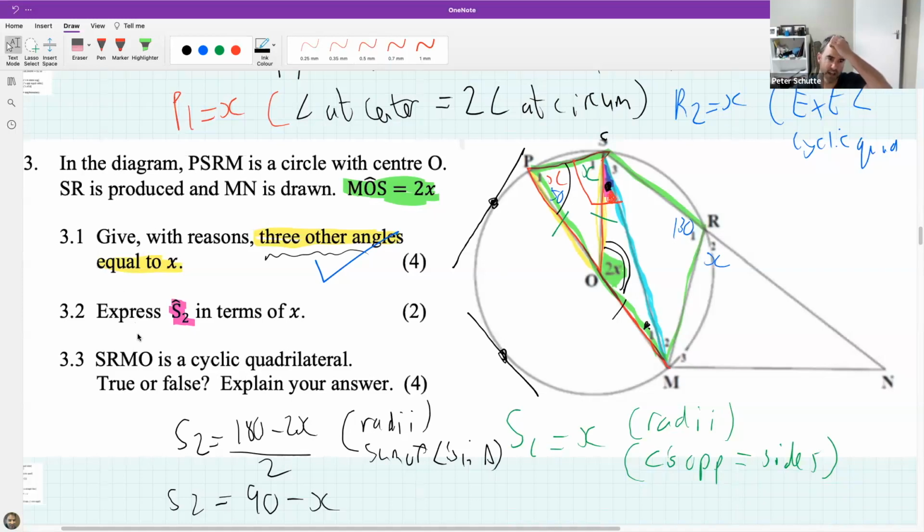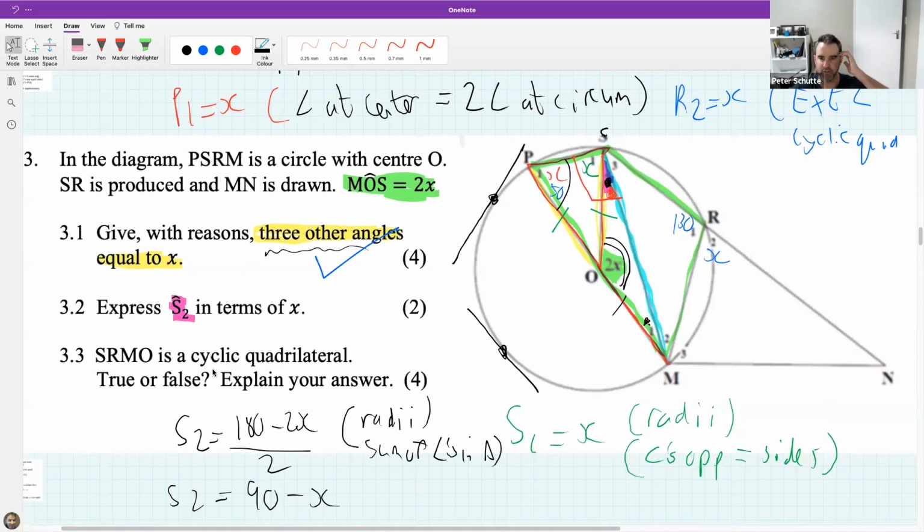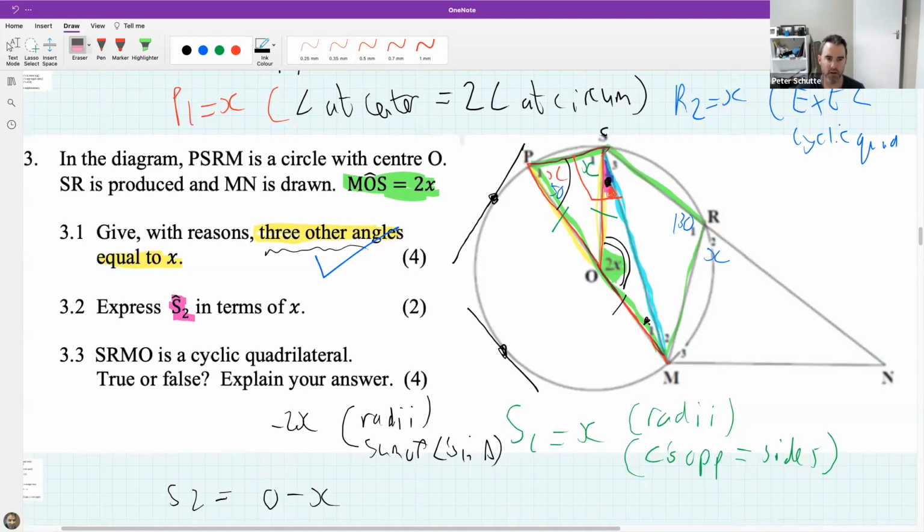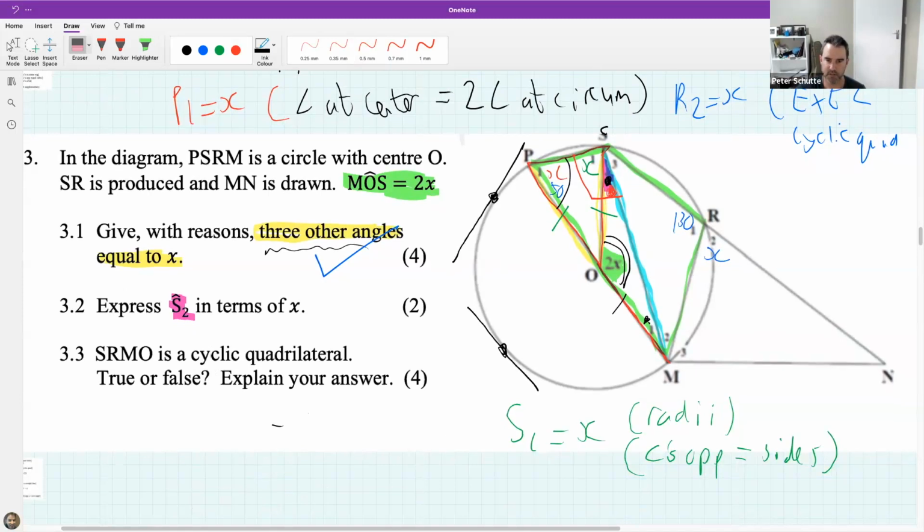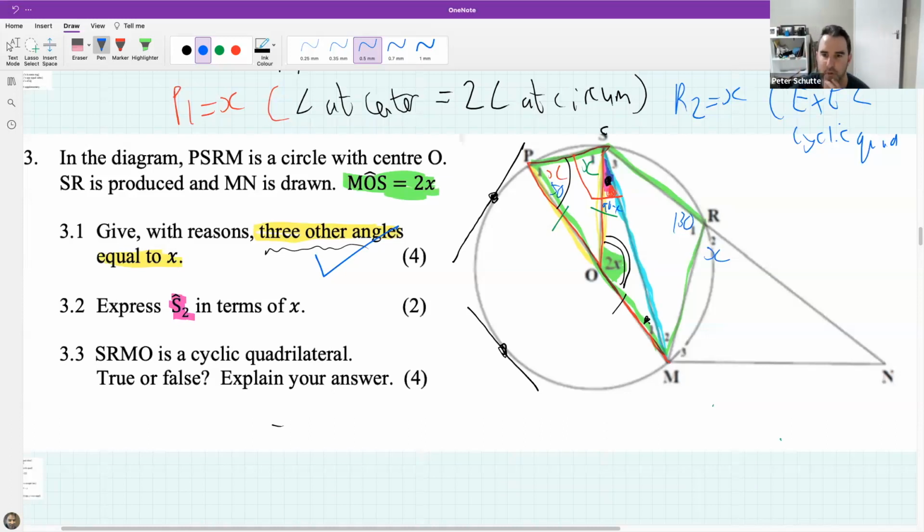Okay, last bit. Is SRMO a cyclic quadrilateral, true or false? I want you guys to think about this. Is SRMO a cyclic quad or not? I will draw it in a second, but for the moment, I just want you guys to think about that. And I'll make sure I mark this as 90 minus X. Now, where is SRMO? Maybe I should get rid of the green stuff. SR, so SRMO.